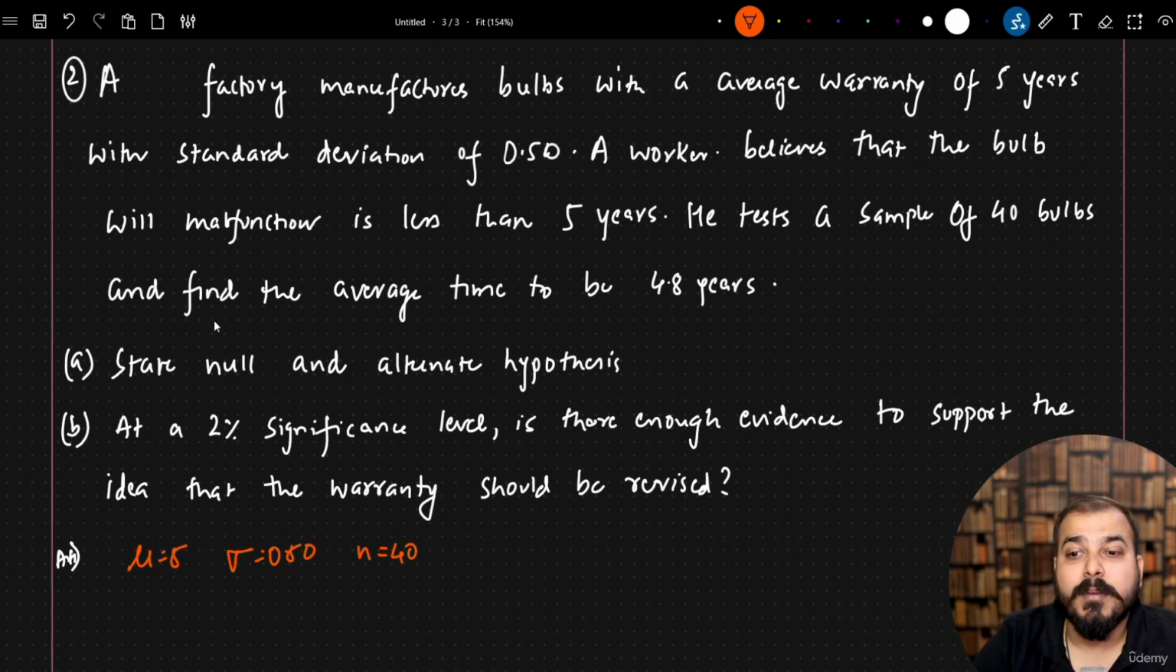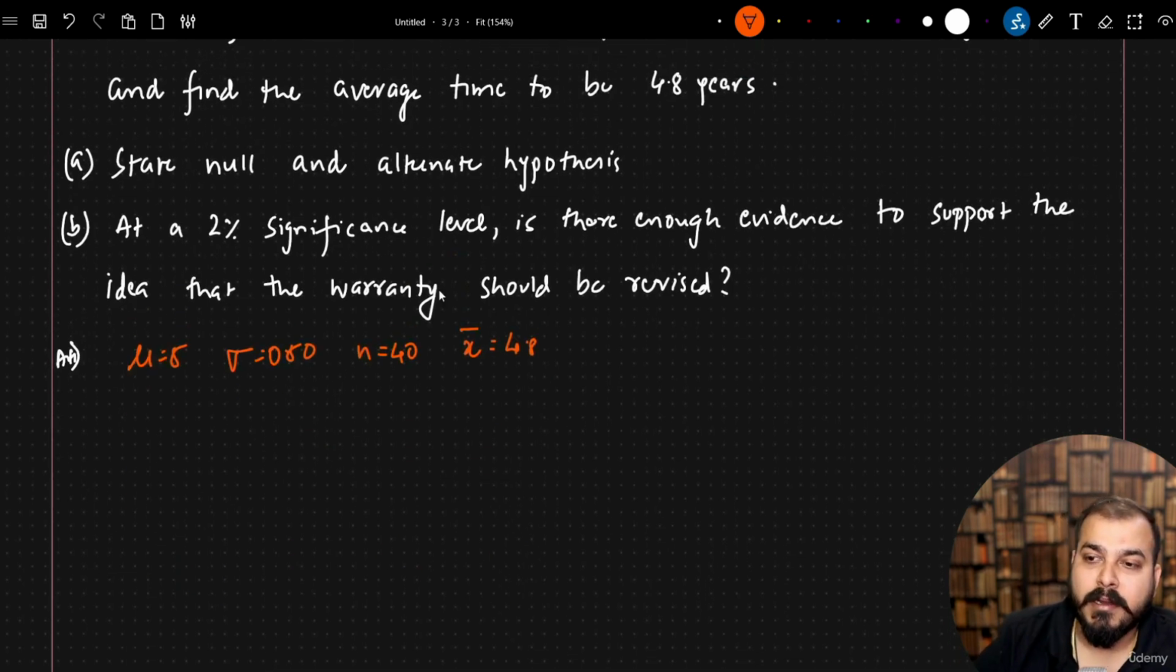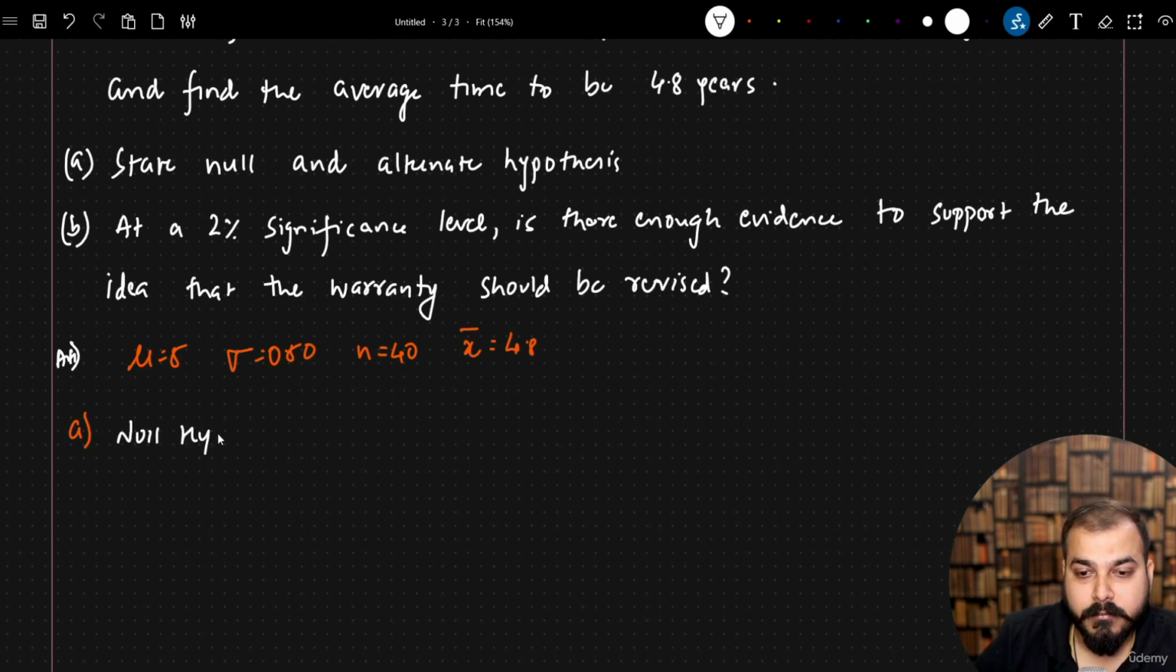He tests a sample of 40 bulbs and finds the average time to be 4.8 years. So what is my X bar? It is 4.8. And what is my N size? 40. That is given. Now, as usual, the first step is to state your null and alternate hypotheses. So my null hypothesis will be H0: my mean is equal to 5. This is my null hypothesis.